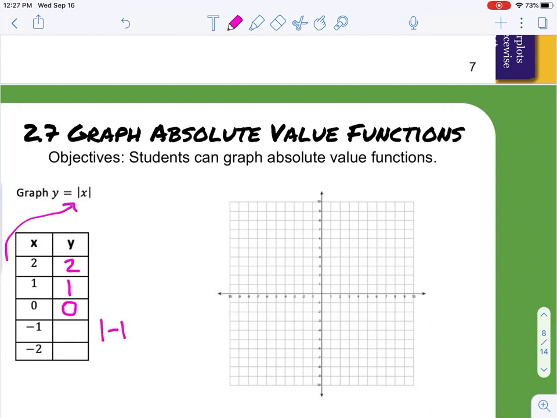The absolute value of negative 1 would be positive 1 because we're talking about the distance away from 0, and distance is always positive. And the absolute value of negative 2 is 2. So with these, we'll just go ahead and plot these points. So 2, 2, 1, 1, 0, 0. And then negative 1, 1, negative 2, 2. You can go ahead and draw in your graph then. And our absolute value looks like a sort of V.